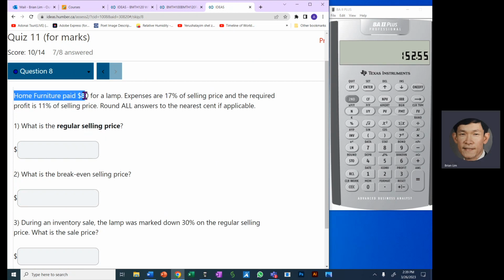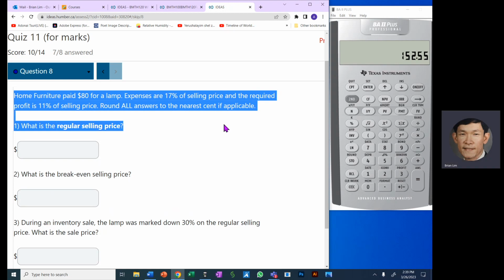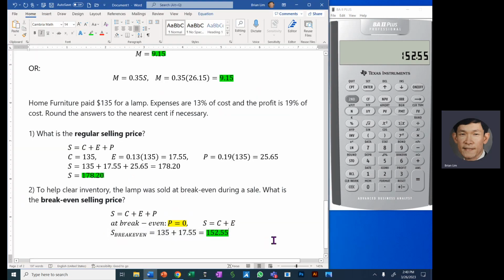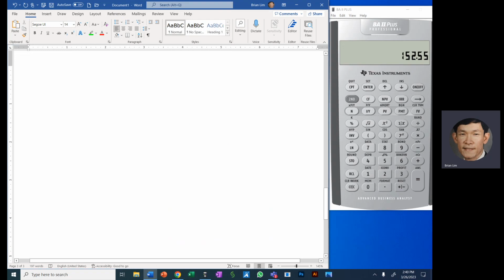Home furniture paid $80 for a lamp. Expenses are 17% of selling price, and the required profit is 11% of selling price. Round all answers to the nearest cent if applicable. What is the regular selling price? All right, so let's go, and maybe we should go to a new page and start this question.